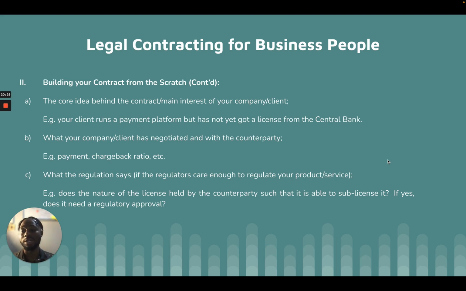And I said that the example is, does the nature of the license held by the counterparty, assuming it is licensed, such that it is able to sub-license? So for example, if you are coming in as someone who wants to white label an existing license. White label is just basically that you want to leverage that license. You're saying, I want to provide my service, but I don't want to go out there and say, oh, I don't have a license, right? So I just want to say owing payments, maybe an inscription that is powered by Flutterwave or something like that, right? So, am I able to do that? If Flutterwave is able to provide that kind of service to me, then I want to ask, do I need a regulatory approval for that?